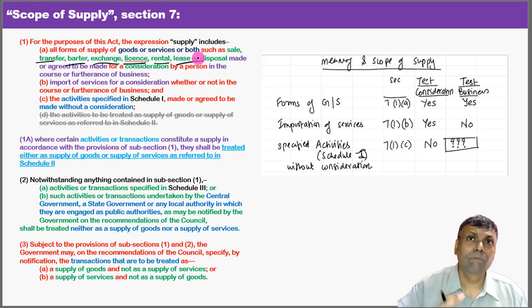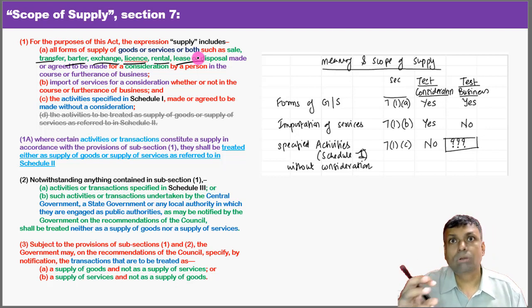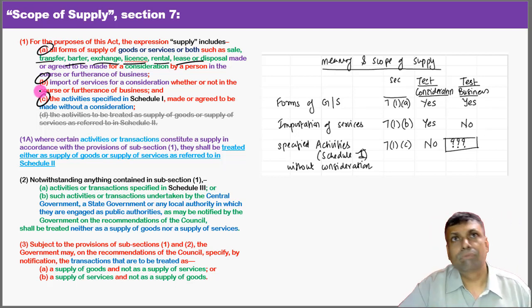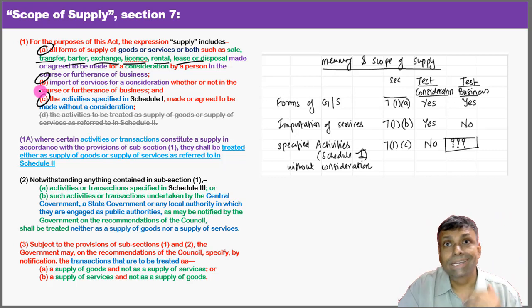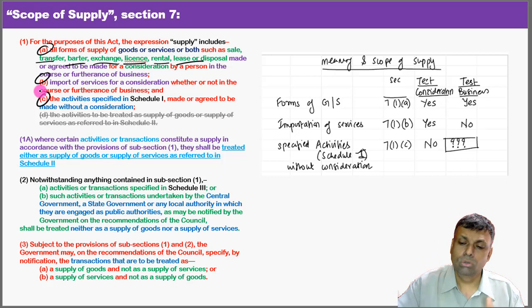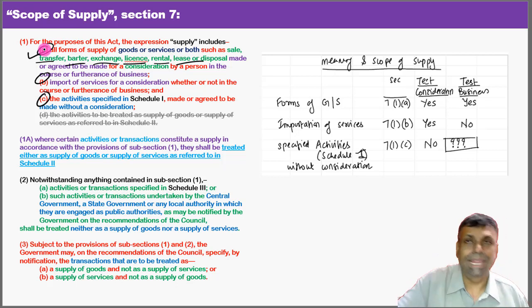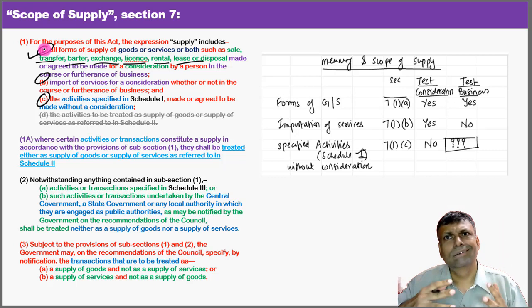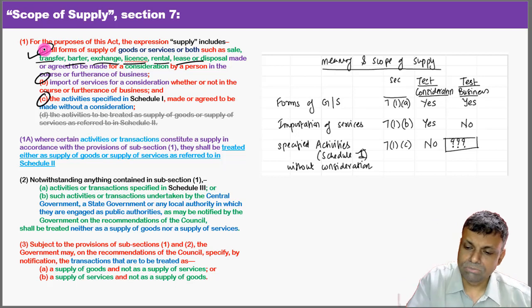This definition of supply, friends, is divided broadly into 7.1a, b and c, three parts. All three parts are pretty simple, but they cater to different situations of supply. If you see sub-clause A, it is very straightforward: anything that you sell, transfer, exchange, barter, etc., whatever you want to say, is going to be regarded as a supply. That means it will be subject to the chargeability of the GST.